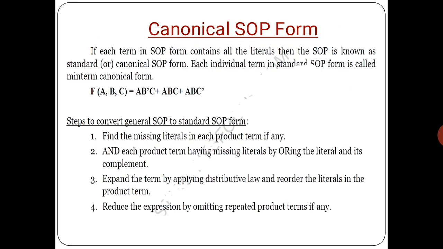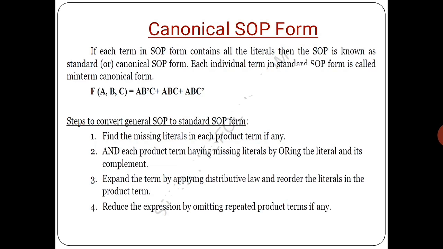Let us consider the canonical SOP form. In this particular SOP form, f of a, b, c, we are using the three variables. You can look there that in the three min terms we are having the three variables a, b, c. If we leave out any one of the variables in a particular min term, the expression comes under the non-canonical SOP form.